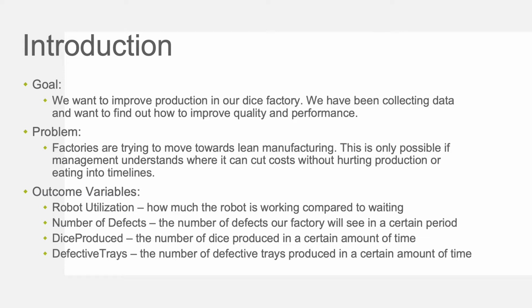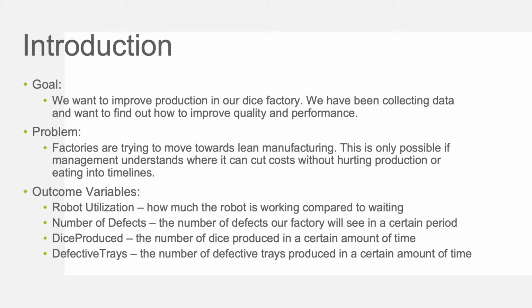So that's our factory downstairs in the Crabtree building. Just a short introduction to what we want to accomplish with this project. Our goal was to improve the production in our dice factory that you saw. We've been collecting data for a long time now, and we've been hoping to improve the quality of our production as well as the performance of our factory.